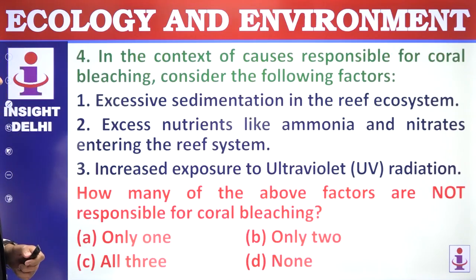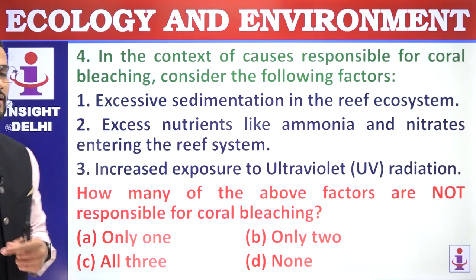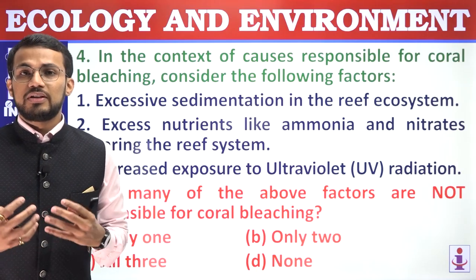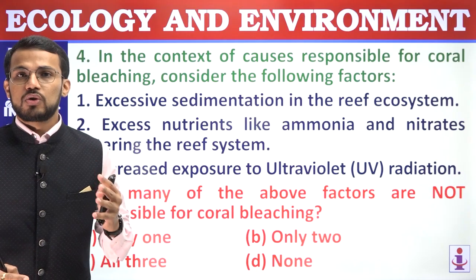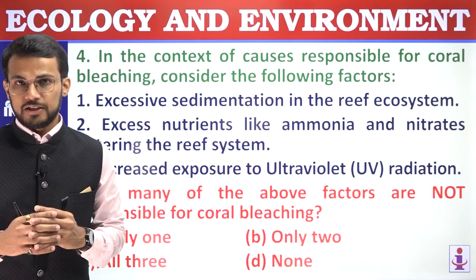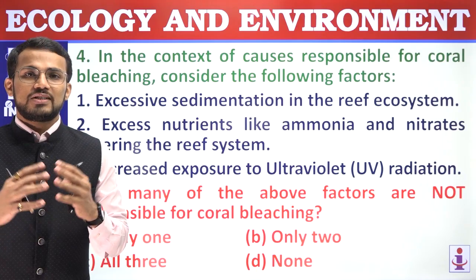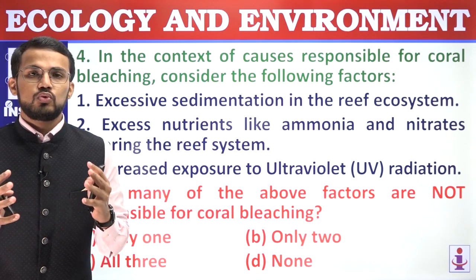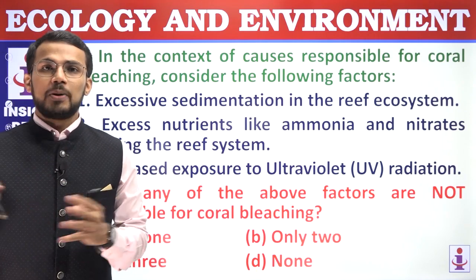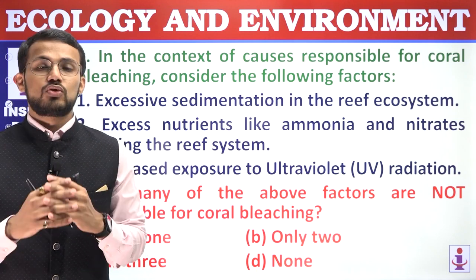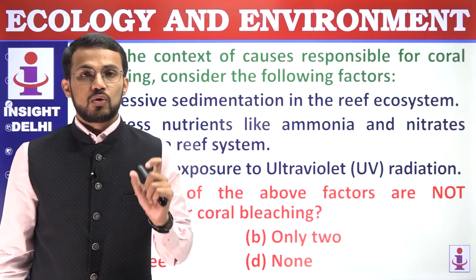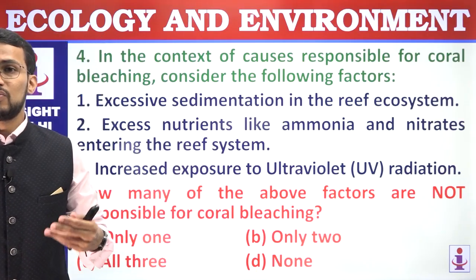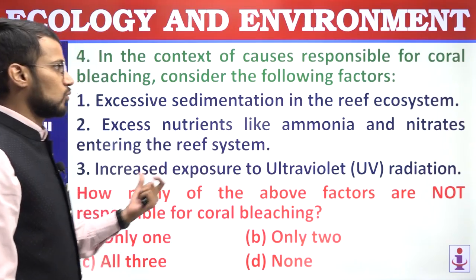Fourth, in the context of causes responsible for coral bleaching, consider the following factors. Now, coral reef formation is a result of symbiotic association between coral polyps and zooxanthellae algae. When there is a kind of disassociation between them, when zooxanthellae algae are expelled by coral polyps, that leads to a condition called coral bleaching. And coral bleaching is the result of various factors. Question is asking about those factors.